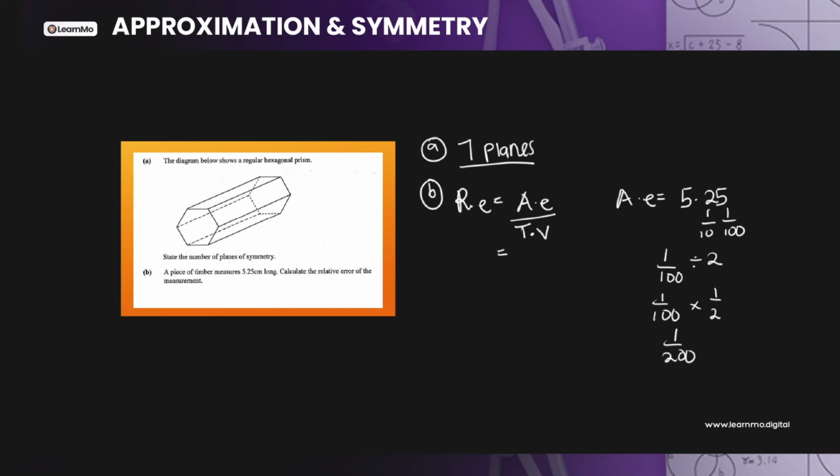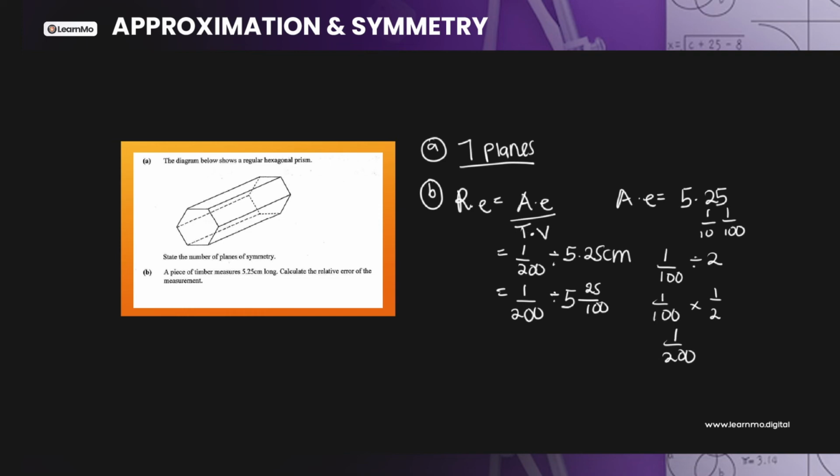That's your absolute error. From there, you put your absolute error here, and then you divide by the true value. So we have 1 over 200 divided by, which is the same as over, the true value, which is 5.25 centimeters. From that point, we say 1 over 200 divided by 5.25. When we make this an improper fraction, it will be 25 over 100. This is a mixed fraction.